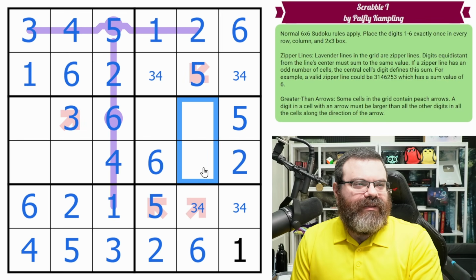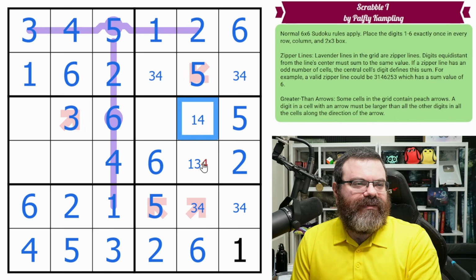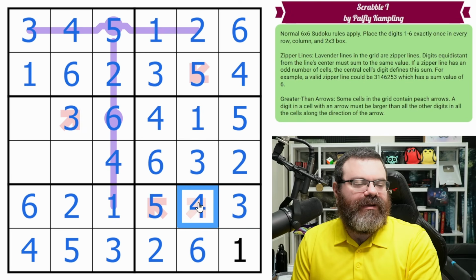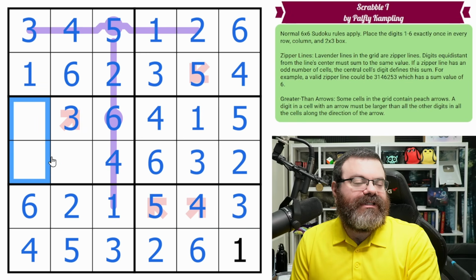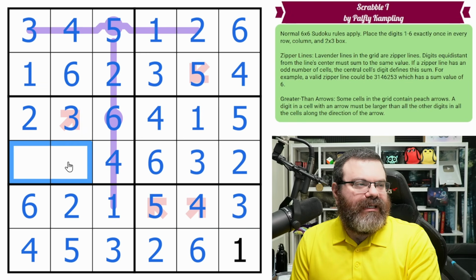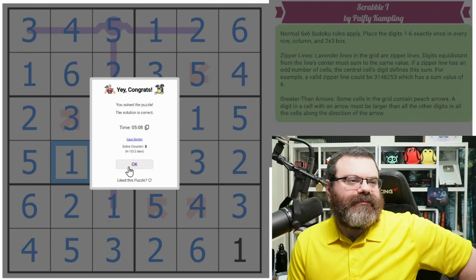Here we need 1, 3, 4. It's not a 3, that's not a 4. Here we need 3, 4, but it's not a 3. So that's 4 and 3, that's 1 and 3, that's a 4 and 3 and 4. Everything seems to be working. We just need to finish. This is a 2. This is 5 and 1, and we're done.